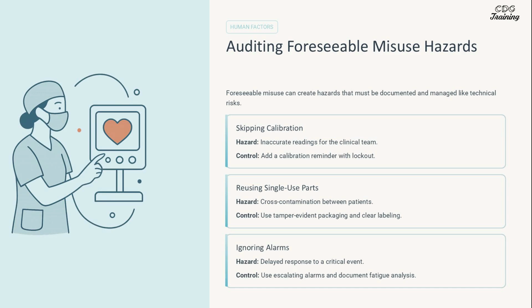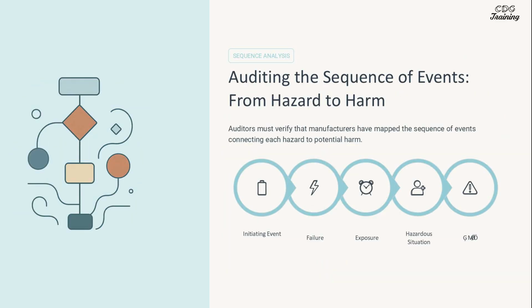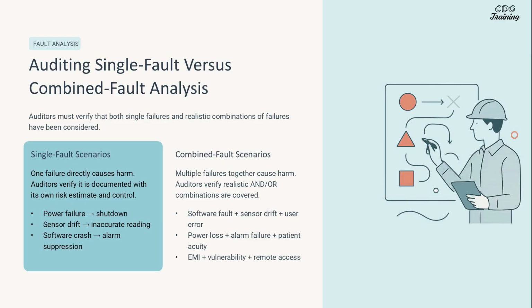Foreseeable misuse can create significant hazards. Auditors must ensure these are documented and managed, with controls like calibration reminders and clear labeling. Auditors ensure manufacturers have mapped the sequence of events from hazard to harm, verifying each step from initiating event to hazardous situation. Auditors must evaluate both single fault and combined fault scenarios, ensuring realistic combinations of failures are considered in the hazard analysis.